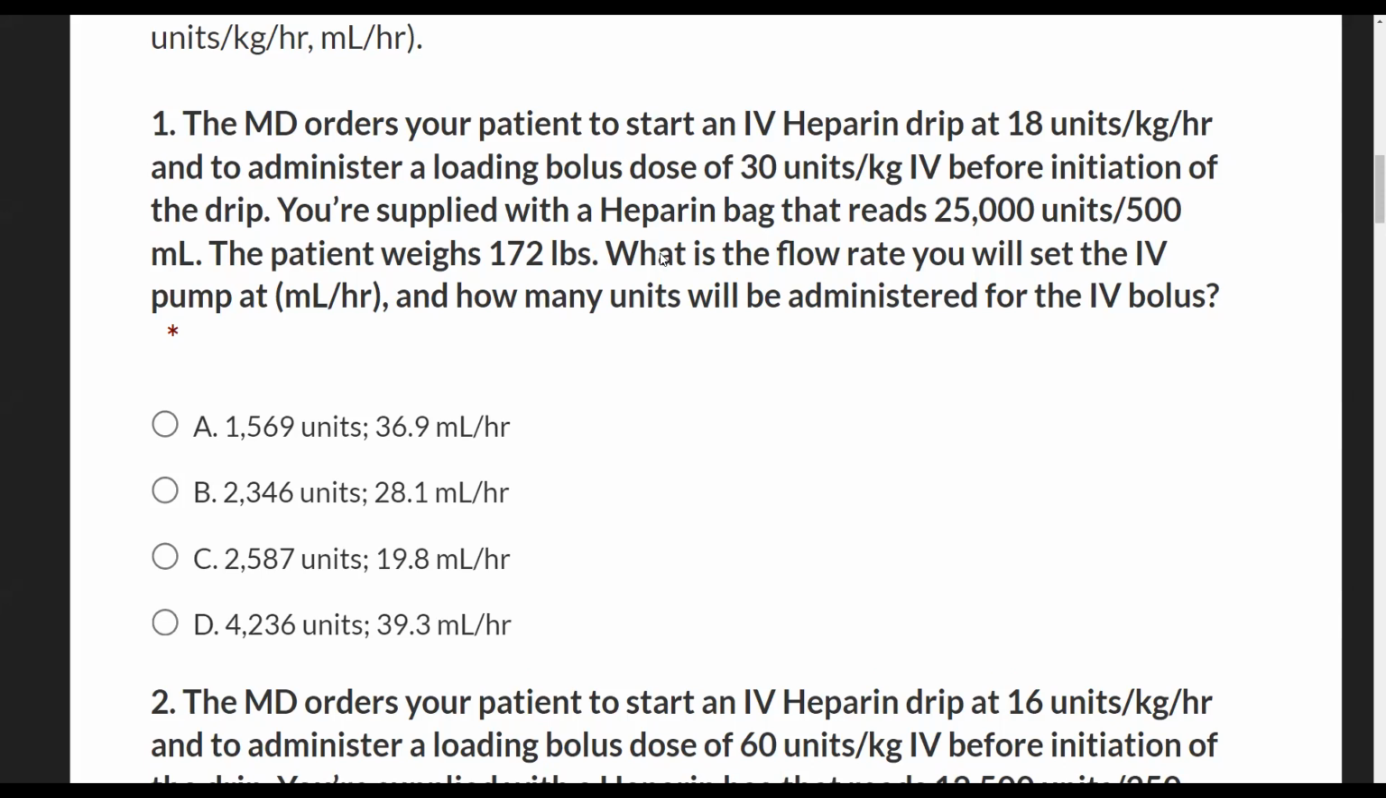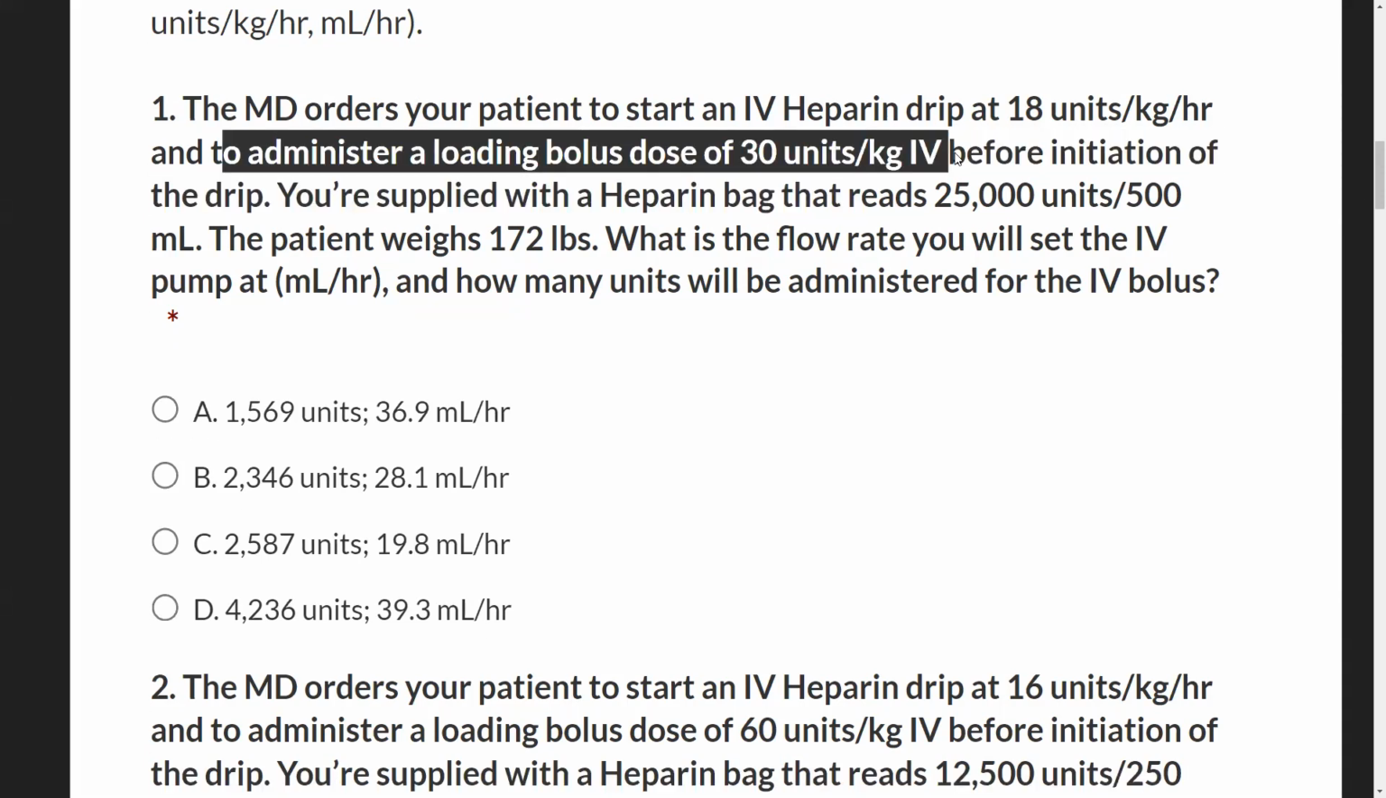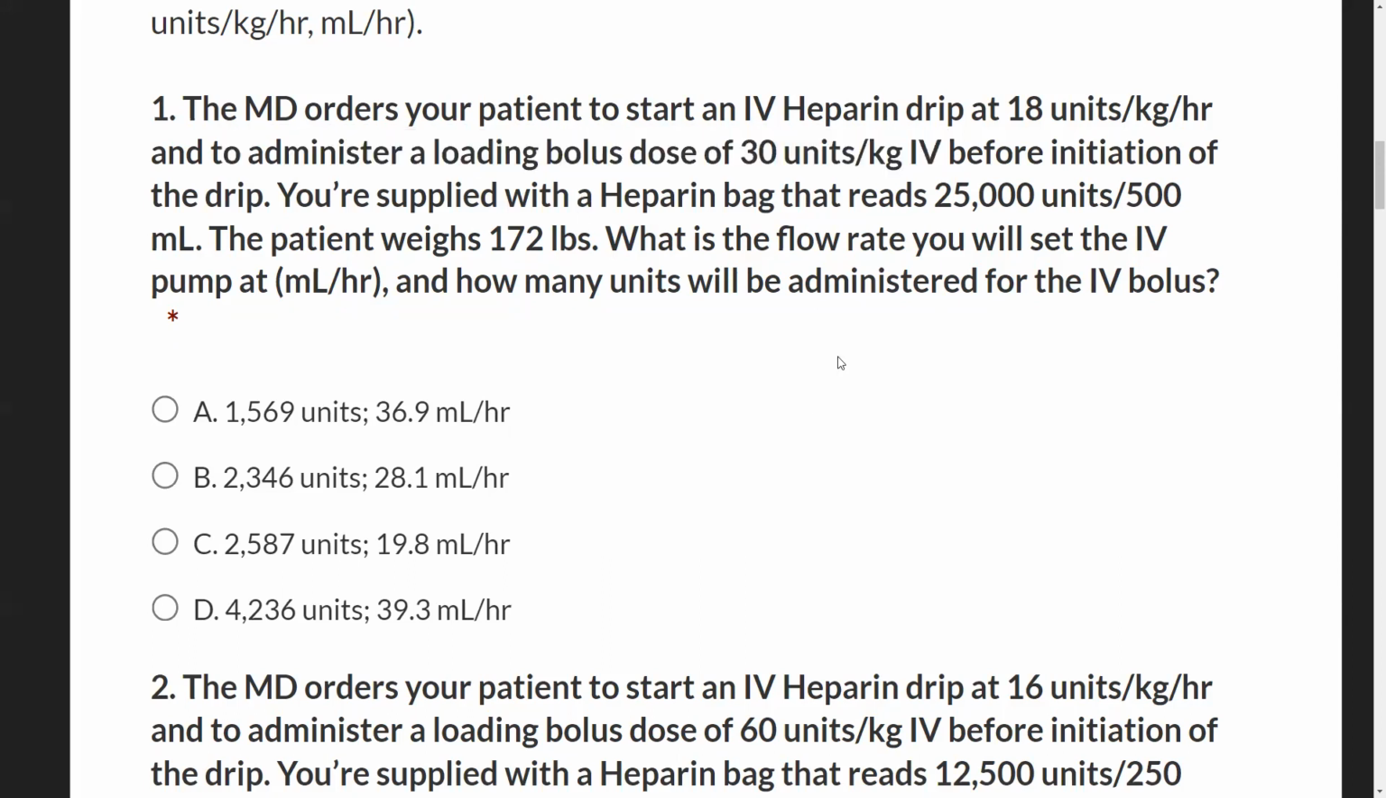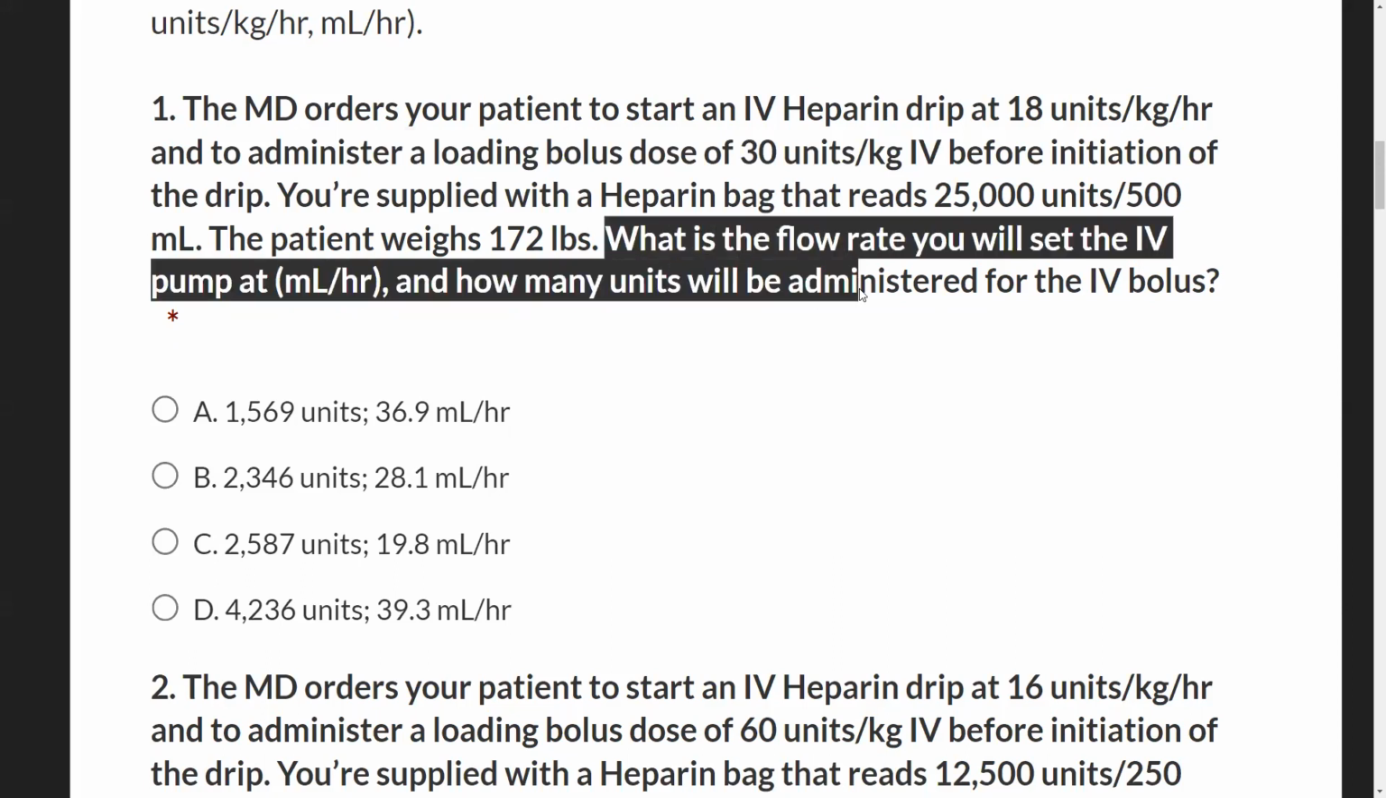You're administering, if you read right here in this question, a loading dose, bolus dose of 30 units per kilogram before you start the drip. So if it's just saying 30 units per kilogram, that would just be this times your patient's weight, which is 172 pounds, right? So you would have to convert that. But you're not going to have to do that portion. Even if you see this in a question, you're only going to have to do what the question is actually asking you here. So start with this part of the question and read from here on every question.